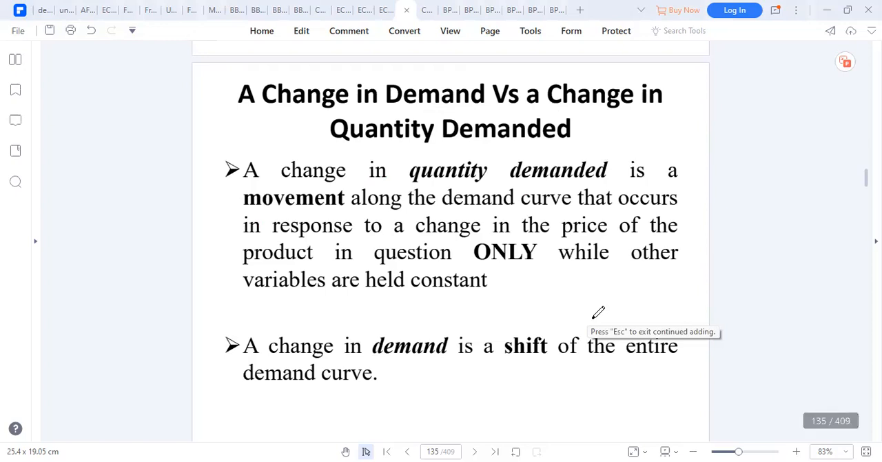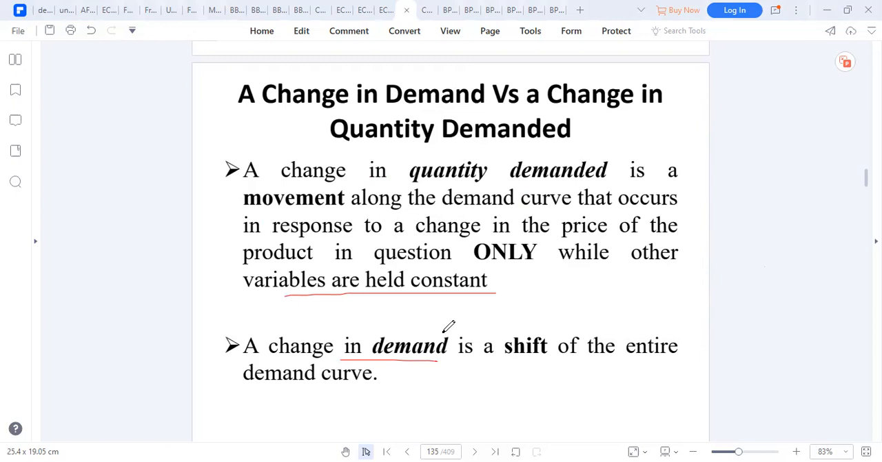So a change in demand versus a change in quantity demanded. So what is a change in quantity demanded? A change in quantity demanded is a movement along the demand curve which occurs in response to changes in the price of a product in question, only while other variables are being held constant. Whereas a change in demand is a shift in the entire demand curve.